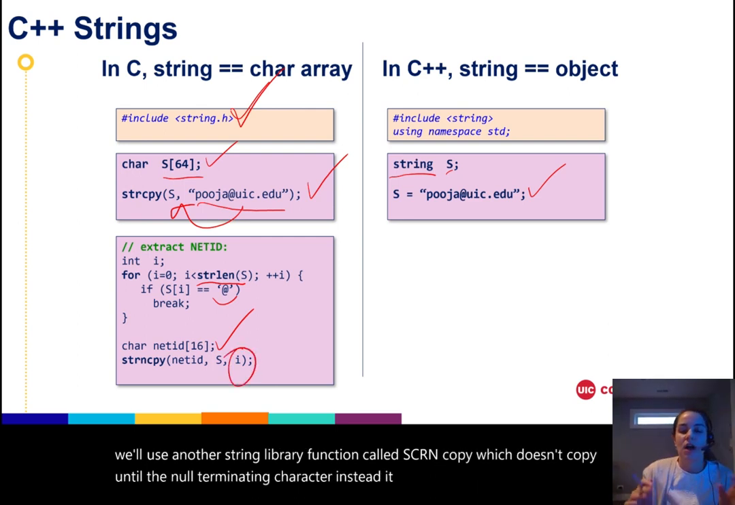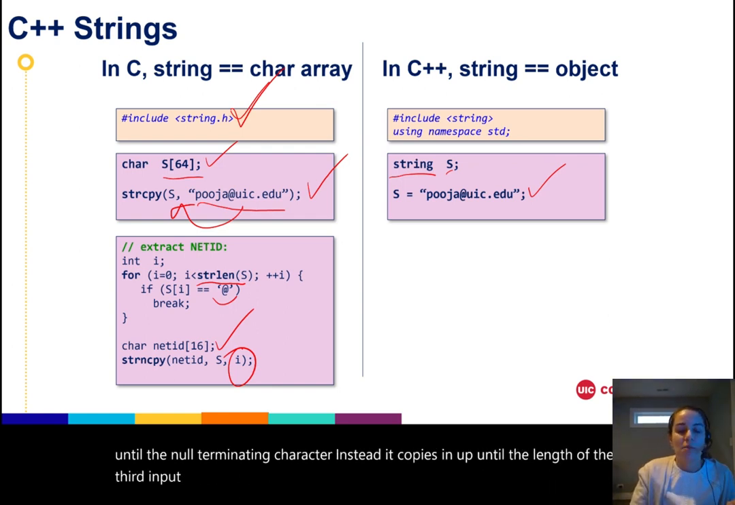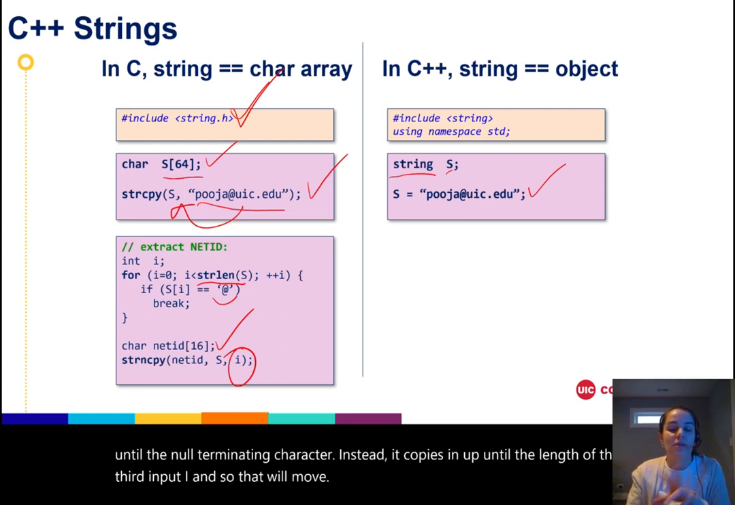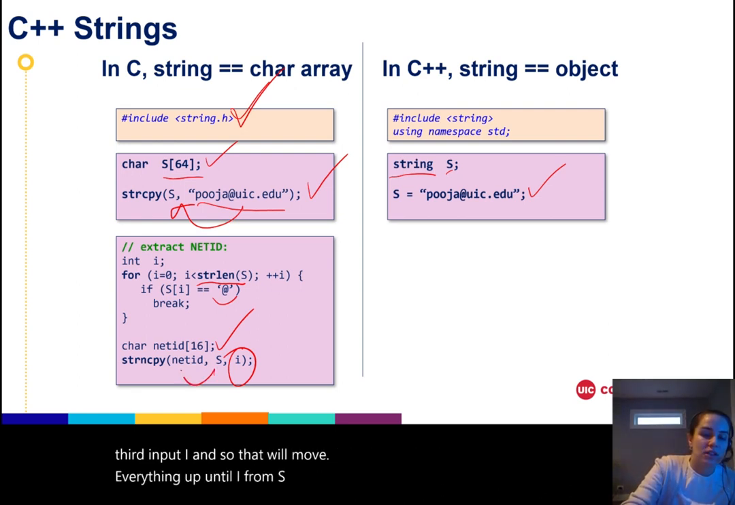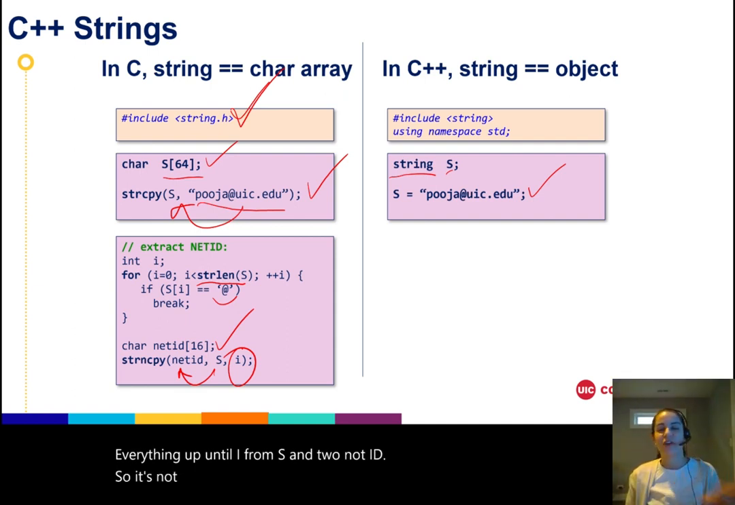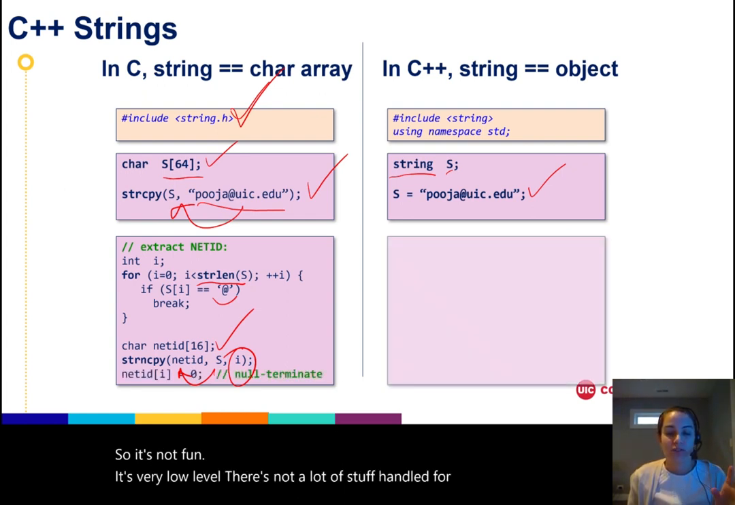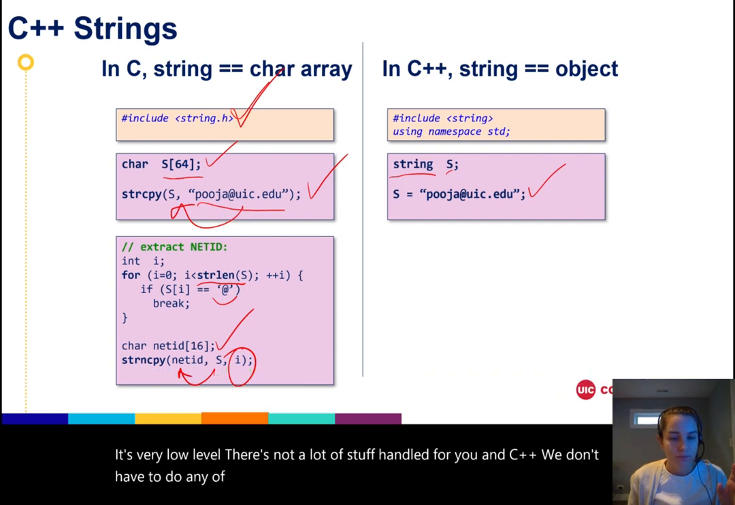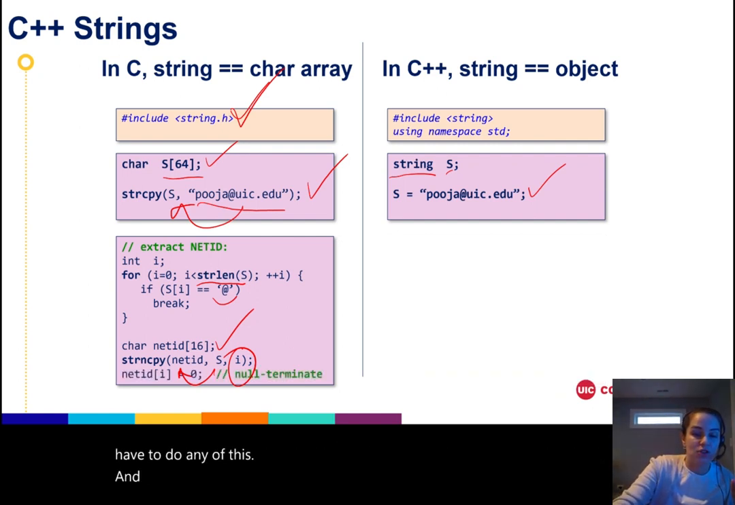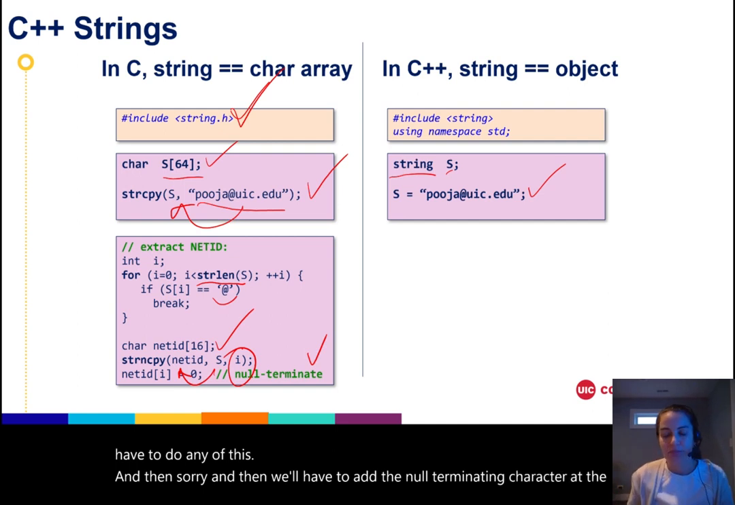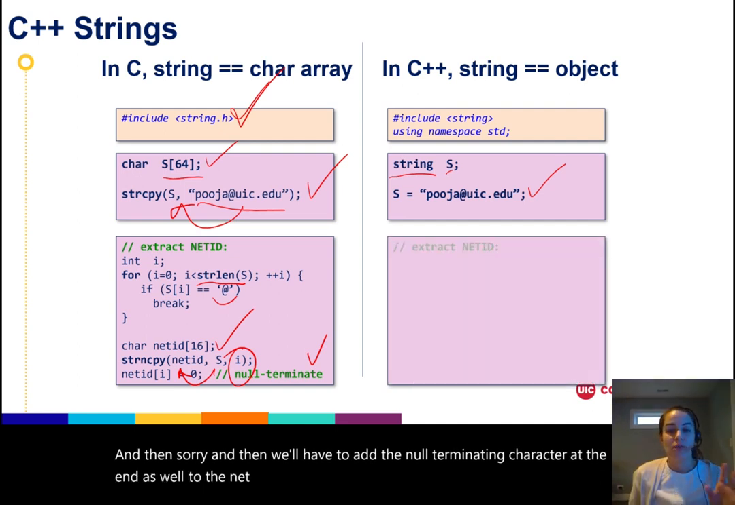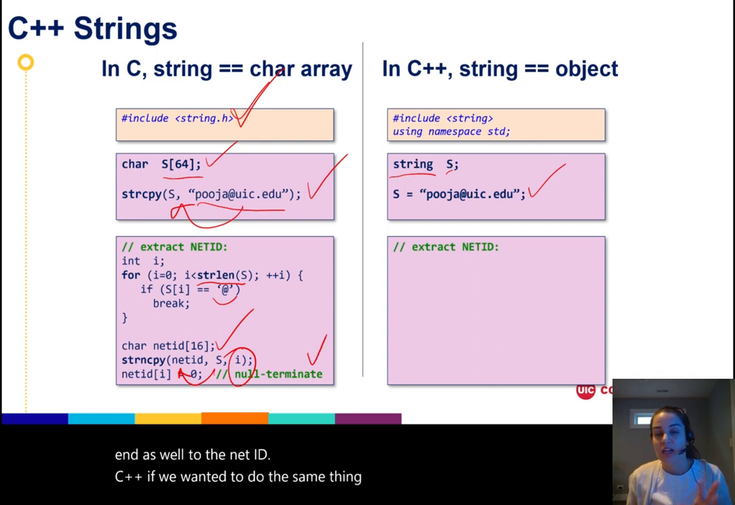Instead, it copies up until the length of the third input, i. And so that will move everything up until i from s into netID. So it's not fun. It's very low level. There's not a lot of stuff handled for you. And then we'll have to add the null terminating character at the end as well to the netID. In C++, we don't have to do any of this. In C++, if we wanted to do the same thing and extract the netID, why don't we just watch how much higher level this is.